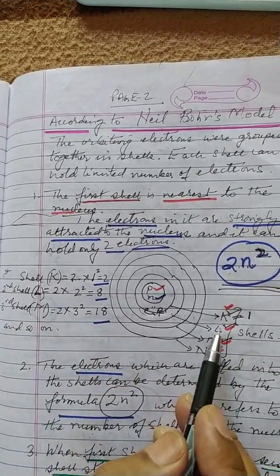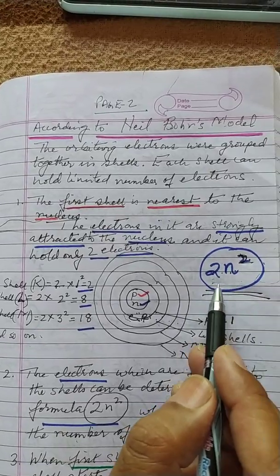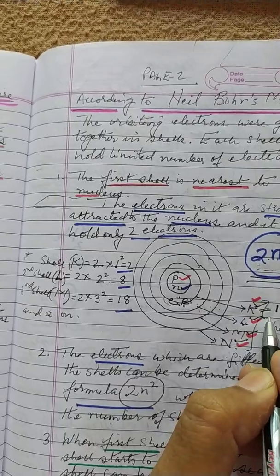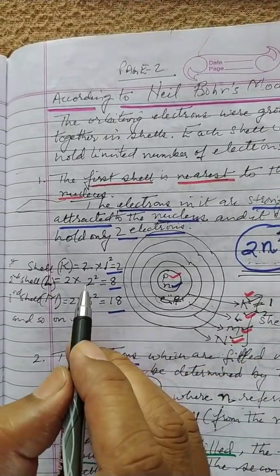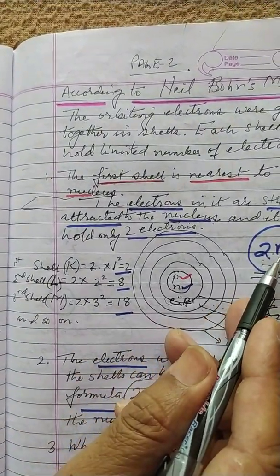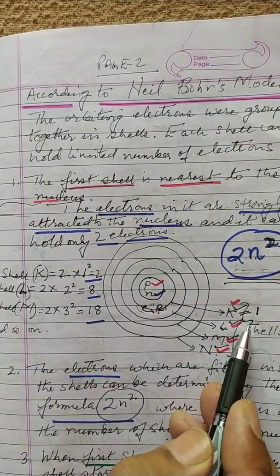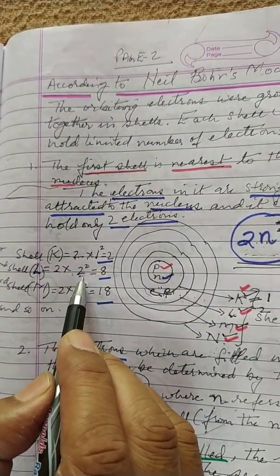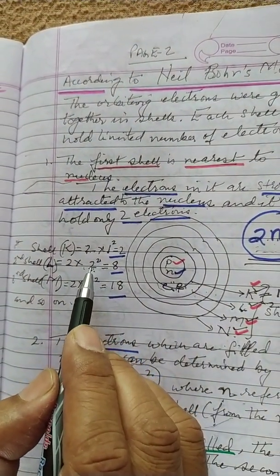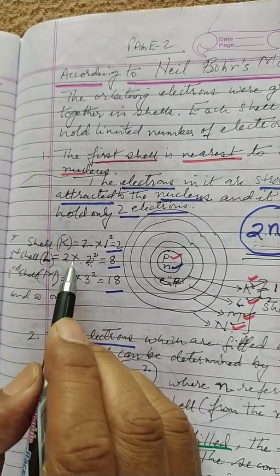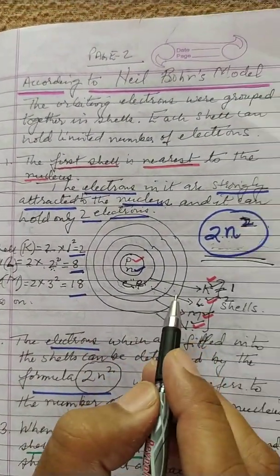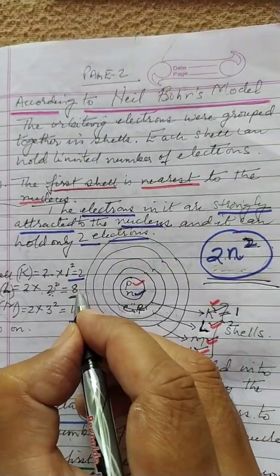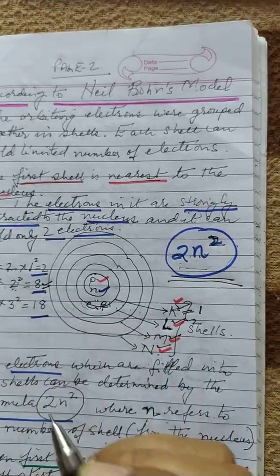Now we come to the L shell. Again we apply this formula to the L shell. L shell is which number shell? It is the second shell. So in place of n, we put 2. 2 2s are 4, children. 4 multiplied by 2, 4 2s are 8. So the number of electrons that can be accommodated in the second shell, the L shell, is 8.